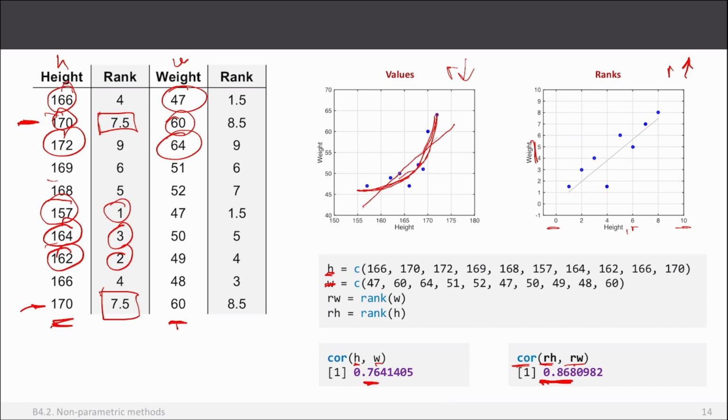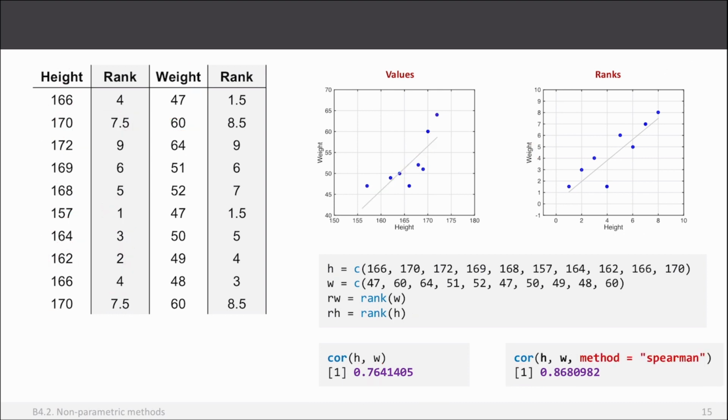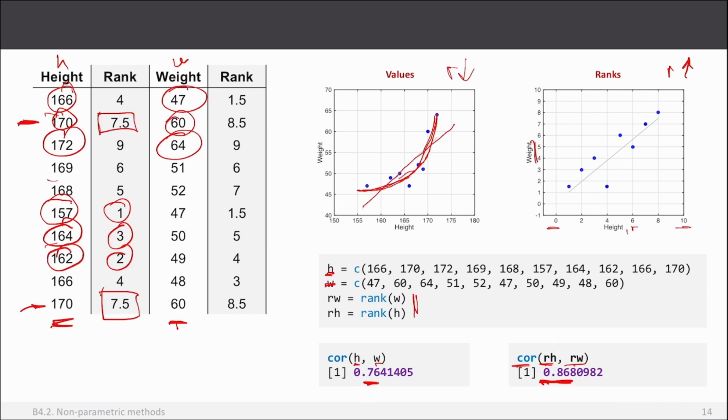Now, actually, because it's very common statistics, Spearman correlation is built in R. So instead of computing ranks, you can skip this and let R do it for you. This is how to do it. You simply compute correlation for your original height and weight values, and then you add additional parameter method equal to Spearman. And in this case, this function cor will compute the Spearman correlation. You can see that it's the same as we had before, right? You can see it's the same.